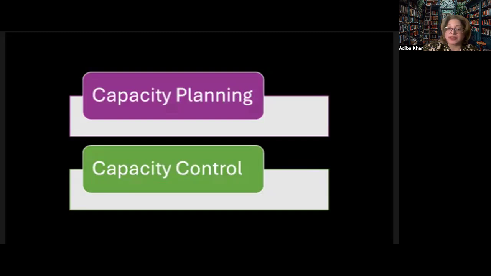So let me leave you with an example, and then we'll wrap up this lecture. For capacity planning, an example would be a manufacturing company that's analyzing projected sales growth over the next year and deciding whether to invest in new machinery to meet that anticipated production demand. For capacity control, say that the same company is monitoring production output on a daily basis and adjusting staff levels to accommodate sudden changes in order volume. That's capacity control. All right.